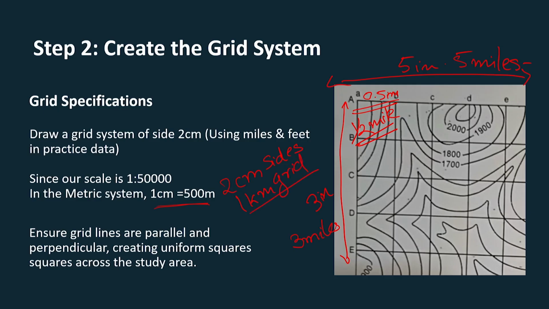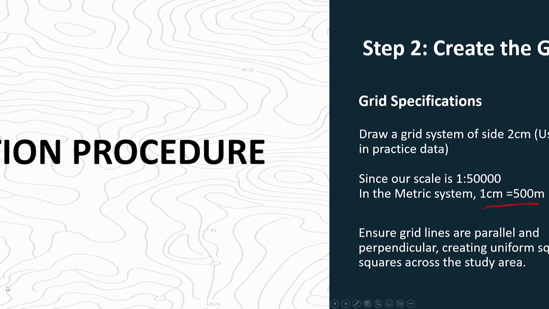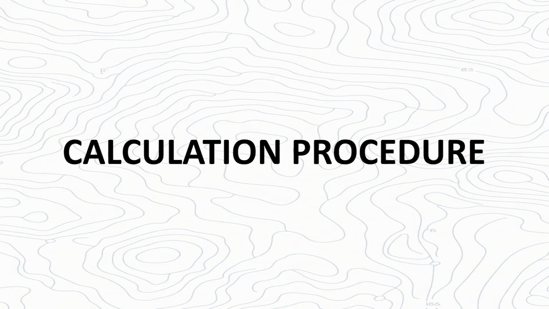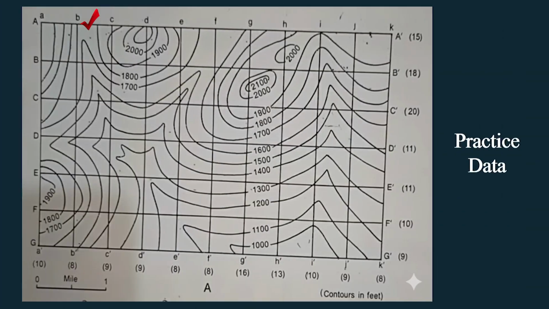To create these grids, you are going to use your ruler, see what the lengths are and divide it equally. The next part is the calculation procedure. Once we have marked out the number of contours here, so this is our horizontal line A and A dash. Here we have counted the total to be 15. Then we have B, B dash, the contour crossings as 18. Then we have C where we have 20 and so on.